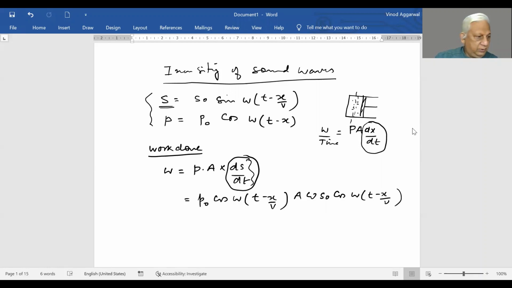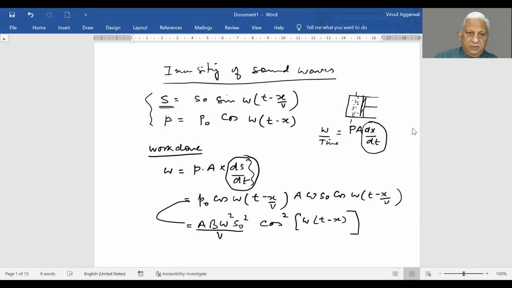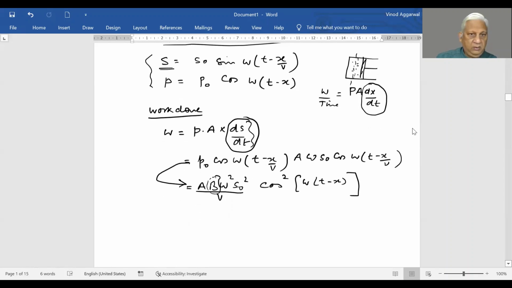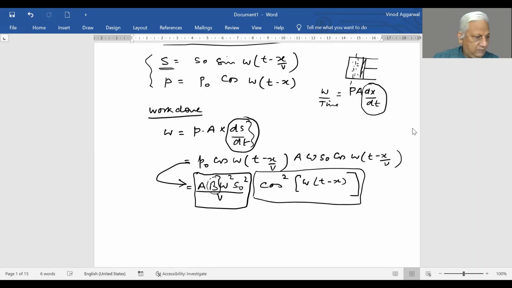Now, this is also equal to A times B omega square cos square. This is a simplification of this on substituting something with beta, the bulk modulus. Now you see clearly this equation is divided into two parameters. One is this, one is this.